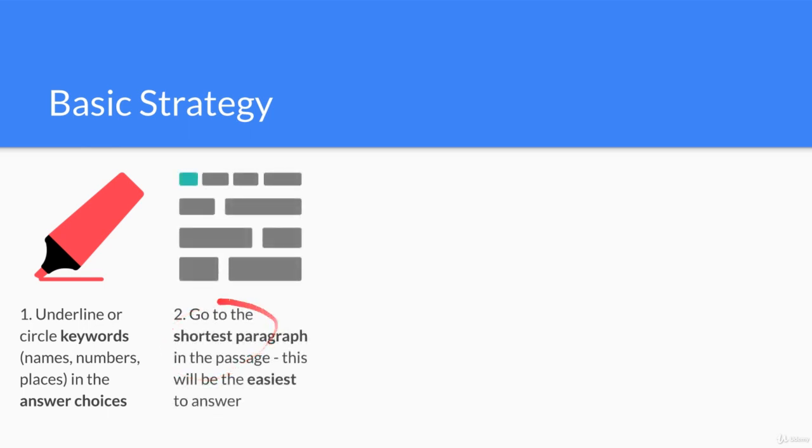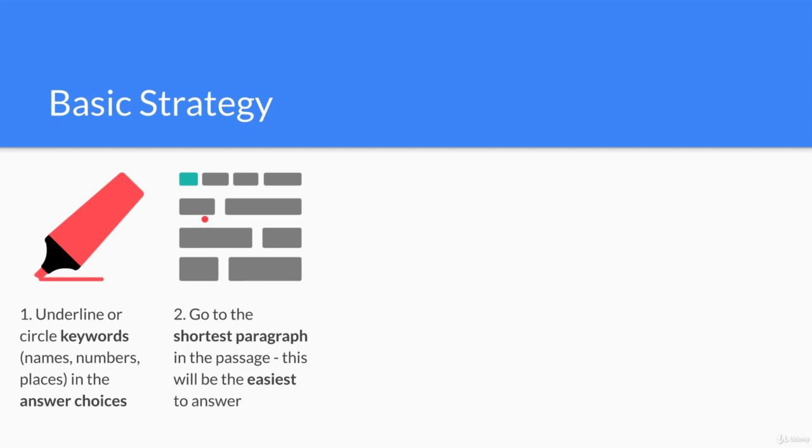Next, what you have to do is go to the shortest paragraph and do that first. So you're going to have a bunch of different paragraphs in your reading passage. Locate the shortest one first. Do that first. And then once you answer the question for the shortest paragraph, you would move on to the next shortest paragraph, and then the next shortest, and then the next shortest, and so on.